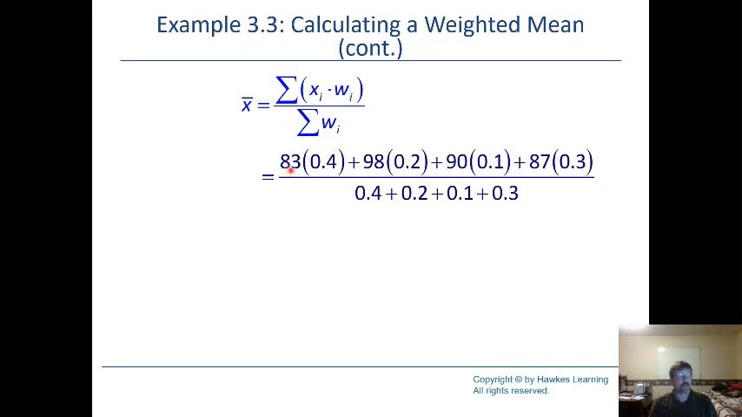So test grade, test weighting, homework grade, homework weighting, quiz grade, quiz weighting, final grade, final weighting, sum of the weightings down here. If you do that calculation, you get 87.9. So his final grade would be 87.9, so in this class that would be a B.